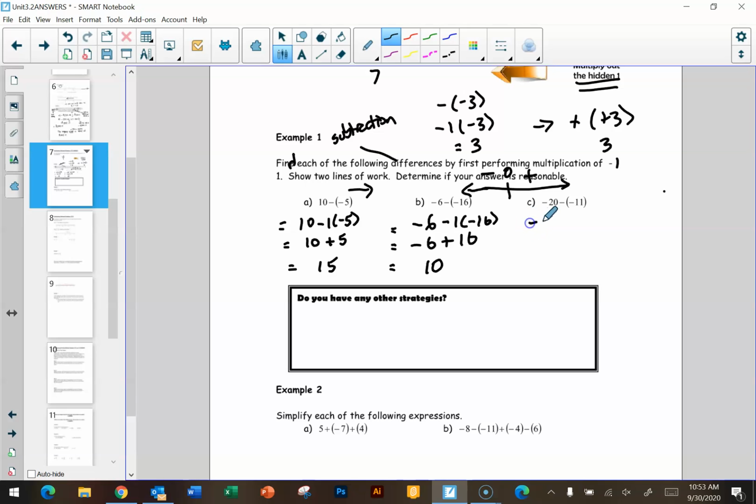Next one is very similar to that, it's just different numbers. Negative 20 minus a negative 11 is really minus 1 times negative 11. All right, so negative 20 stays.